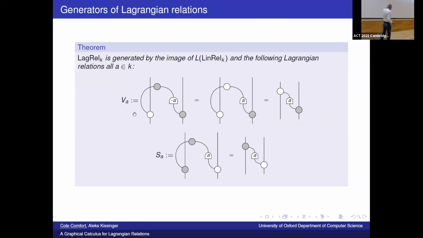So using this, we can inductively give generators for Lagrangian relations. If you look at the image of this doubling functor from linear relations to Lagrangian relations, then all you have to do to get all Lagrangian relations is add these two extra generators. Look at this one. It takes the momentum, multiplies it by A, and adds it to the position, and this is just the one in the other direction. So these two generators, on top of all of the doubled things, generate all Lagrangian relations.